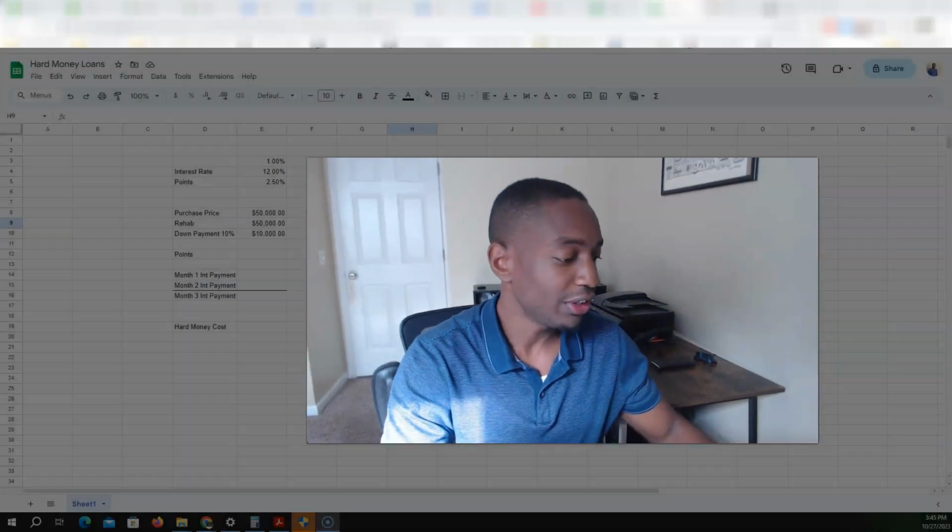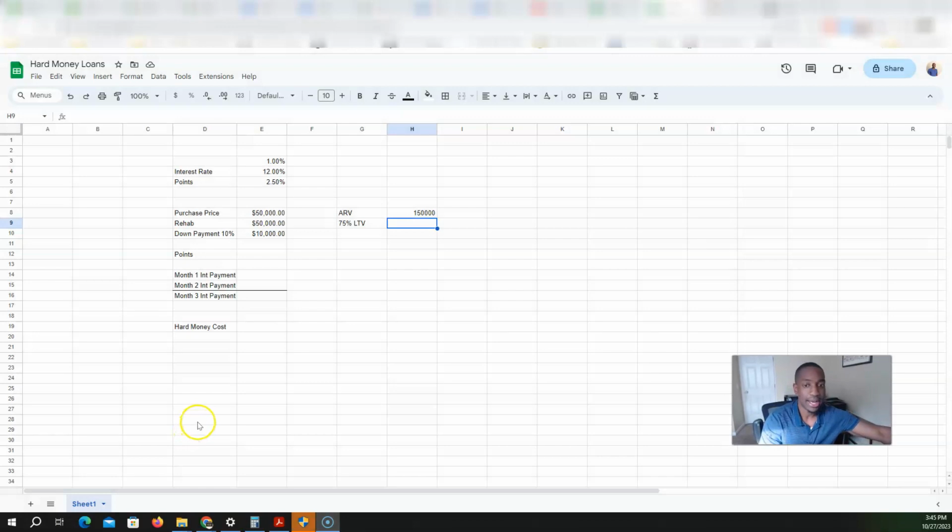So the first thing that I want to talk about right now is showing you all an example. Let's say you're buying a property for $50,000, and you're going to put $50,000 into rehab. Now, down payment. Most hard money lenders have a down payment requirement, right? It may be 10%, maybe 20%, but that percentage is based off of your loan to value. So for example, let's say this property, you're going to put a total of $100,000 in, right?